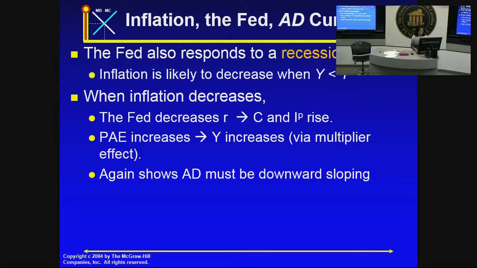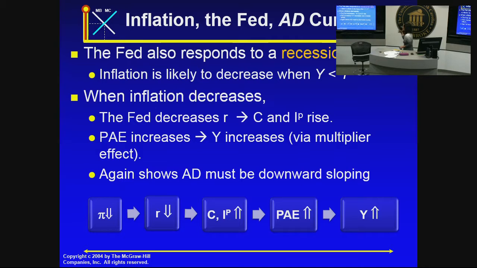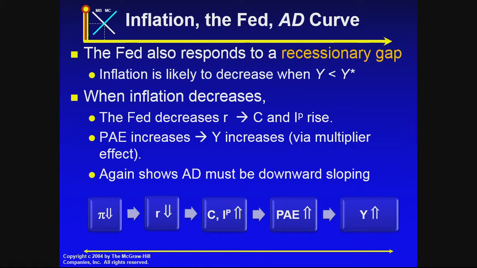So this is the same thing except it's the opposite. If you're in a recessionary gap, that's when you have to do your yard sale, remember, to get rid of the merchandise. So then if that happens, in other words, inflation does not rise as much. I think I erased that diagram already. So inflation comes down, then the Fed would take it as a cue to lower the real interest rate. And if you do that, C and I's of r go up, PAE goes up, Y goes up. Then again, pi and Y have this opposite or inverse relationship. So therefore, the AD curve is downward sloping.